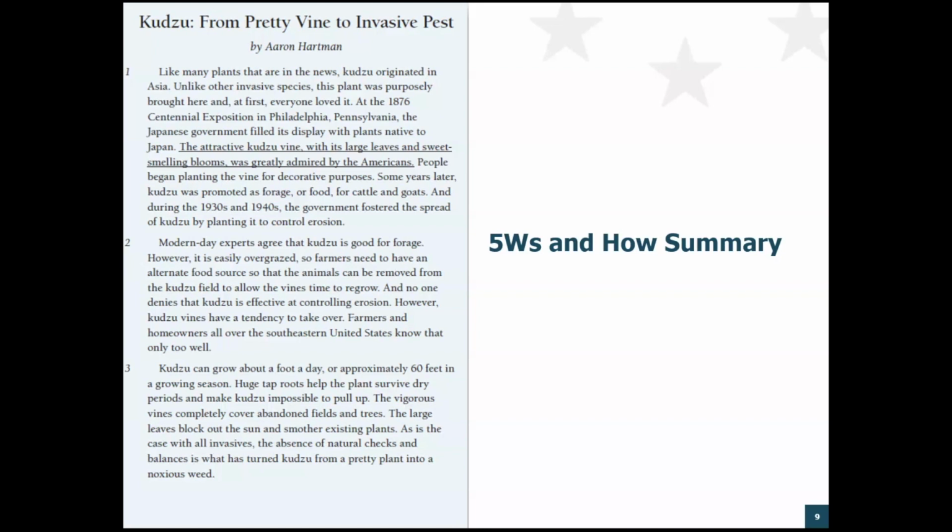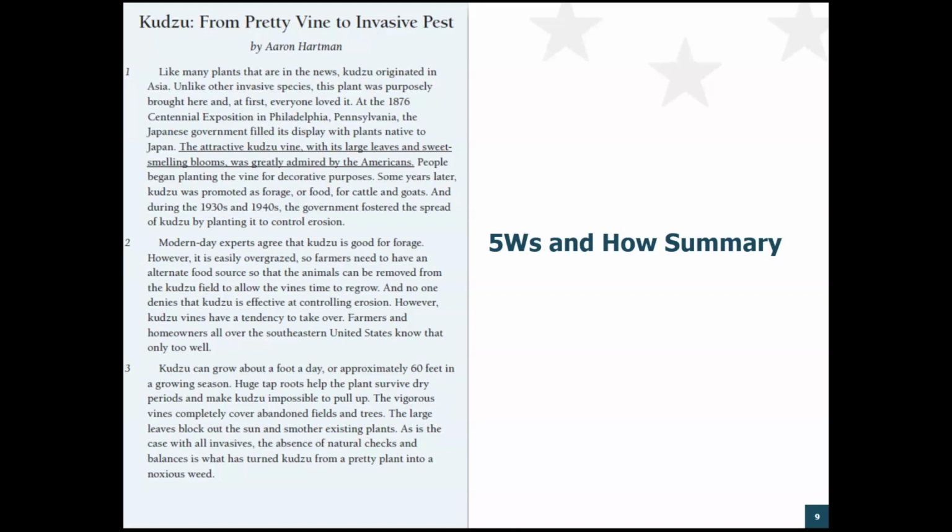Like many plants that are in the news, Kudzu originated in Asia. Unlike other invasive species, this plant was purposefully brought here, and, at first, everyone loved it. At the 1876 Centennial Exposition in Philadelphia, Pennsylvania, the Japanese government filled its display with plants native to Japan. The attractive kudzu vine, with its large leaves and sweet-smelling blooms, was greatly admired by the Americans. People began planting the vine for decorative purposes.